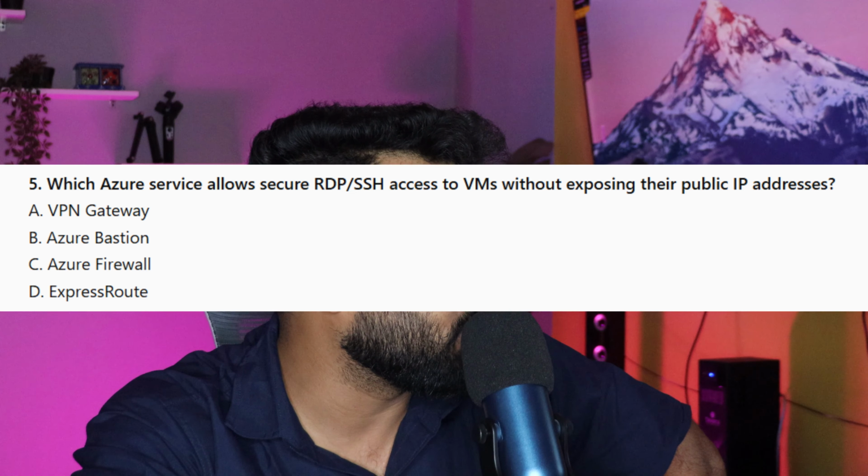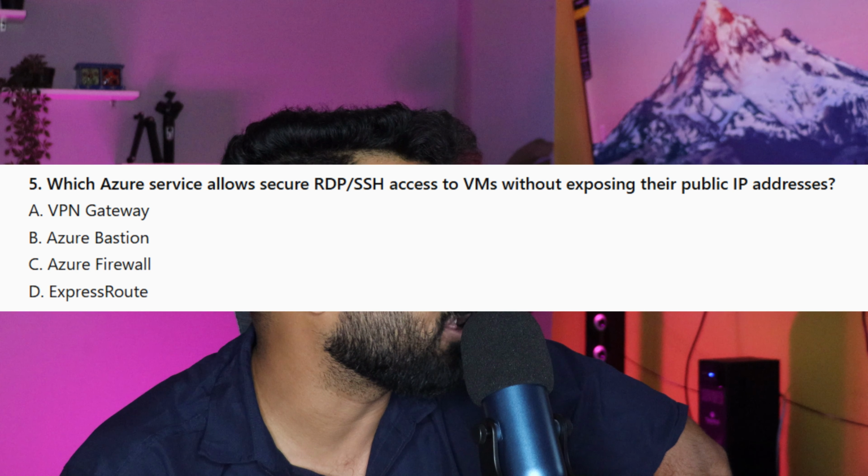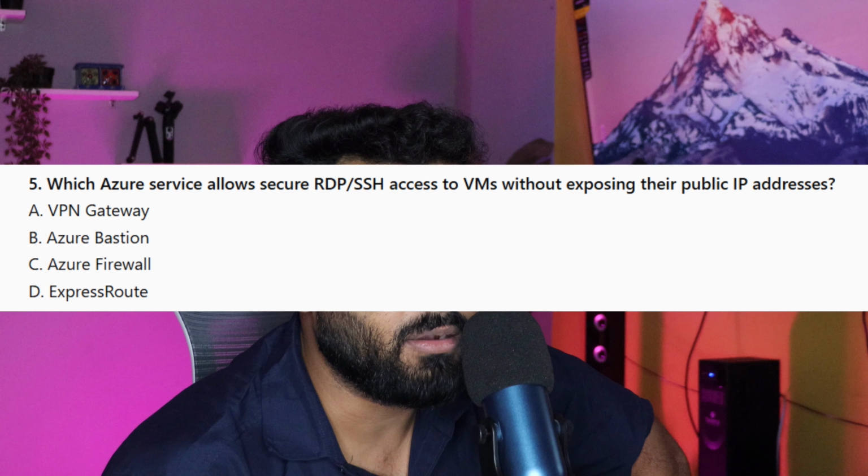Question number five, which Azure service allows secure RDP access to VMs without exposing their public IP address? Okay, I mean we all have been using these things. Option A, VPN Gateway. Option B, Azure Bastion host. Option C, Azure Firewall. Option D, ExpressRoute.